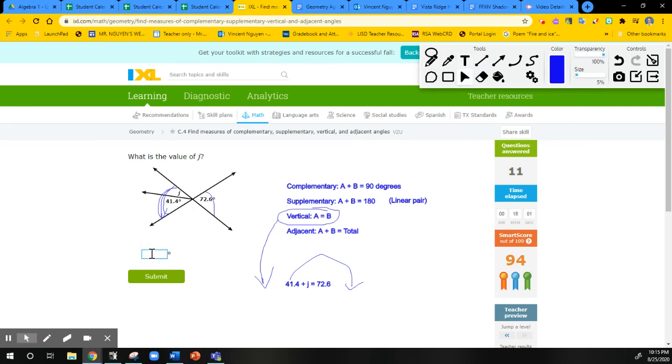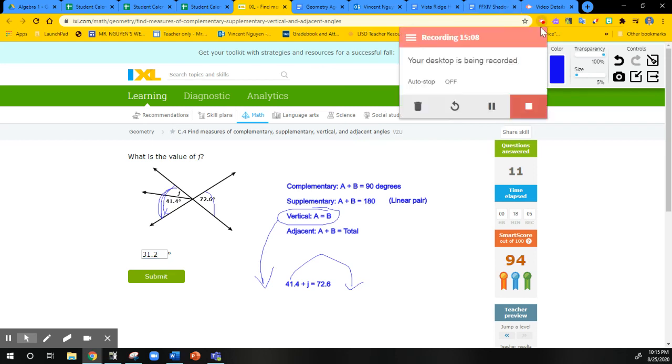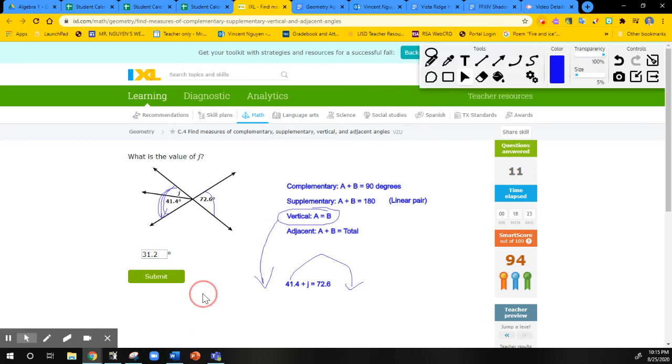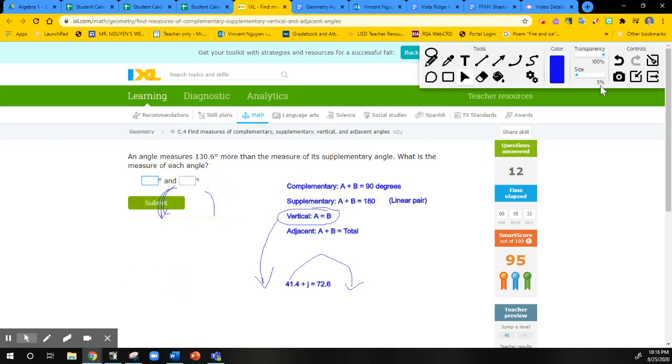31.2. I think I've lost internet, so one second. Okay, I think I'm back. 31.2. Let's hit submit. If it doesn't go through, that means I lost internet. And I think I'm going to stop after this problem anyway. Excellent. Okay, so we got it.